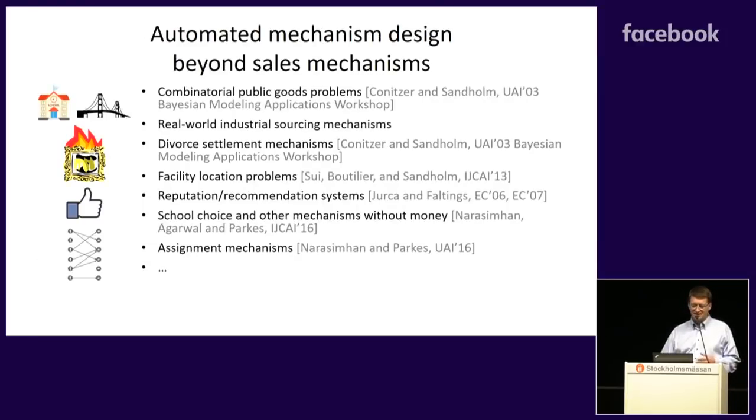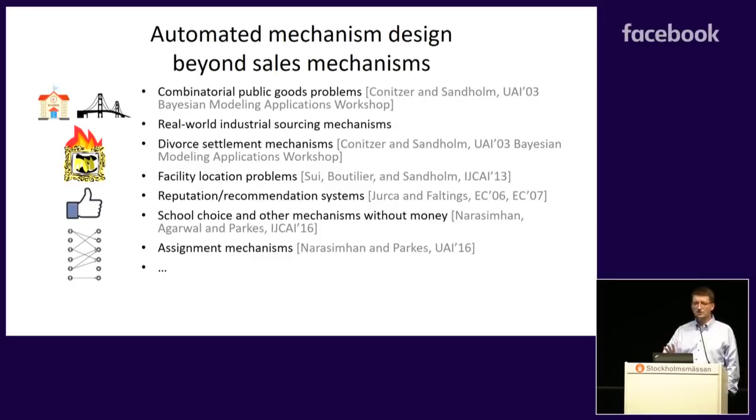Now, automated mechanism design isn't just for sales mechanisms, it's also been used for combinatorial public goods. We did it a little bit also in real-world industrial sourcing, although most of our sourcing auctions we didn't use it for. Divorce settlement mechanisms, turns out that sometimes you have to burn some of the goods, and that's actually part of the optimal mechanism. Facility location problems, and that's also for product portfolio generation. Reputation and recommender systems, Jurka and Faltings have done a lot of work on that. School choice and other mechanisms without money, assignment mechanisms, and so on.